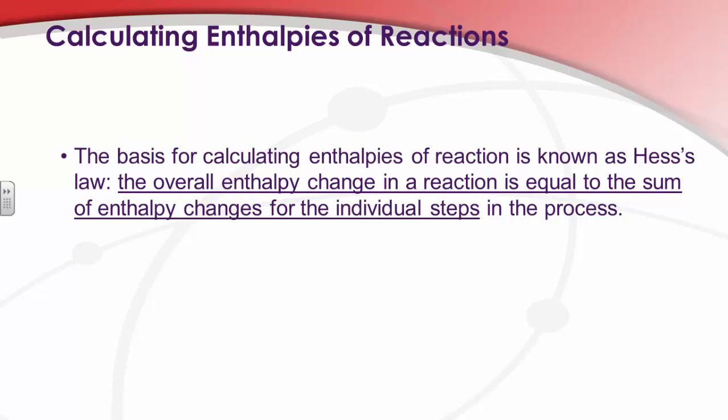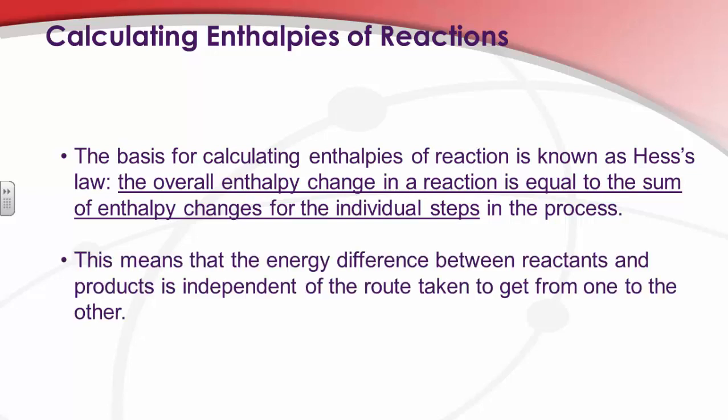So this basis for calculating enthalpies of reaction is known as Hess's law. What it states is that the overall enthalpy change in a reaction is equal to the sum of the enthalpy changes for the individual steps in any process. And anytime you can write an energy difference between reactants and products in any route we want, then the energetics will be independent of that route.